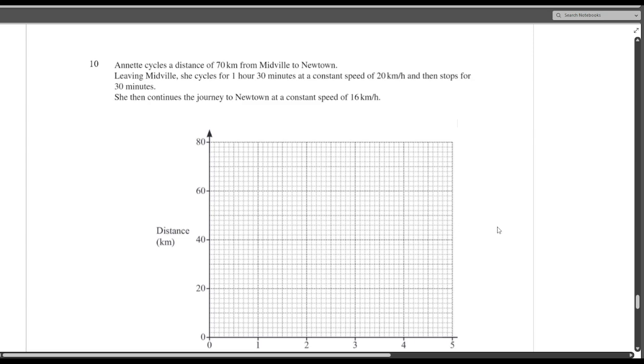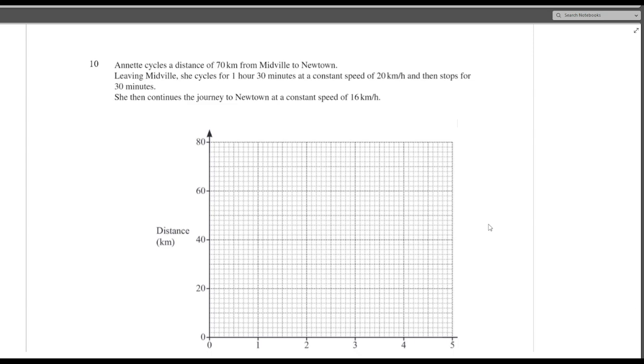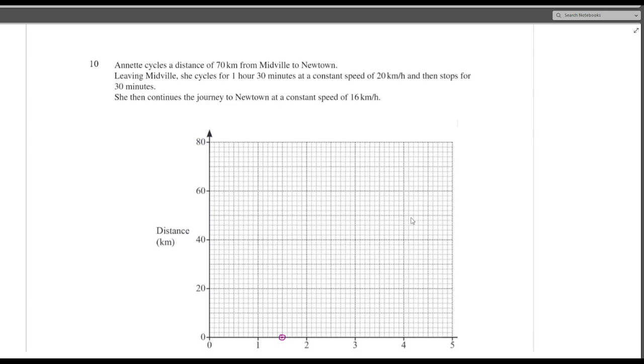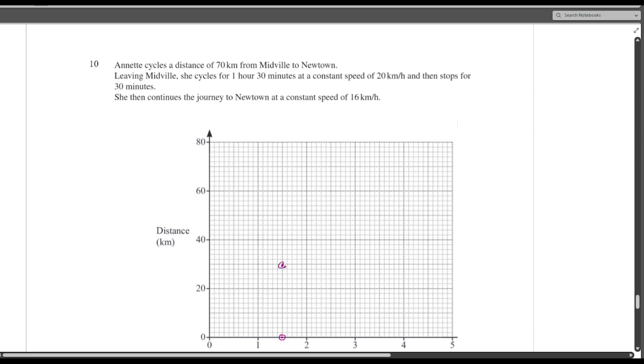Aneth cycles a distance of 70 km from Midville to Newtown. Leaving Midville, she cycles for 1 hour 30 minutes. So this is 1 hour and this is 1 hour 30 minutes. This is my time. And she is traveling at a constant speed of 20 km per hour. So in 1 hour, you are covering a 20 km distance. In the next half hour, you will cover 10 more km. So 30 km. So here at 30 km, I will mark a point and I will join these 2 points.